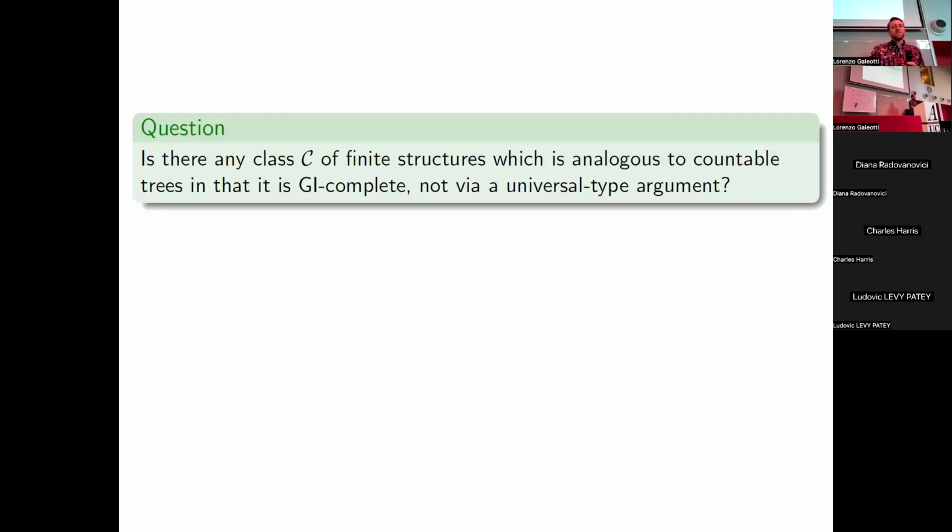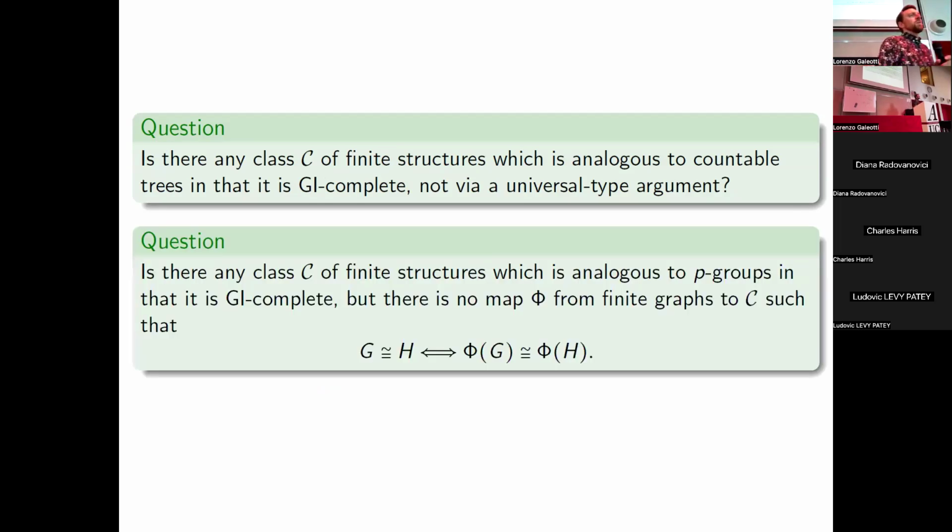Basically, is there a class of finite structures which is like trees in the sense that it's complete for graph isomorphism via this kind of Borel reduction style argument, but not via a universal type of argument? So something that somehow behaves like trees, except that, of course, it can't behave exactly like trees because of this counting thing, but somewhat similar in some way. Or is there something that's like P groups, right? So it's graph isomorphism complete, but there's not even this Borel type reduction.